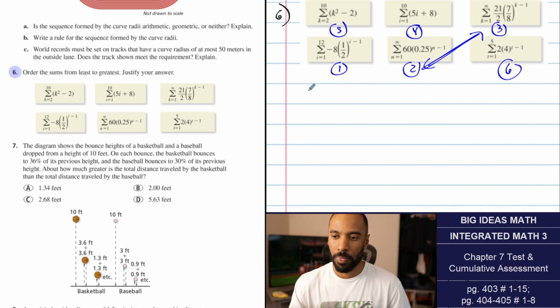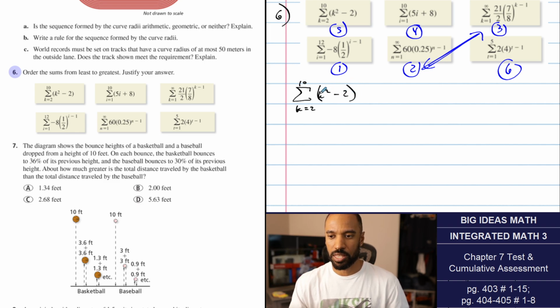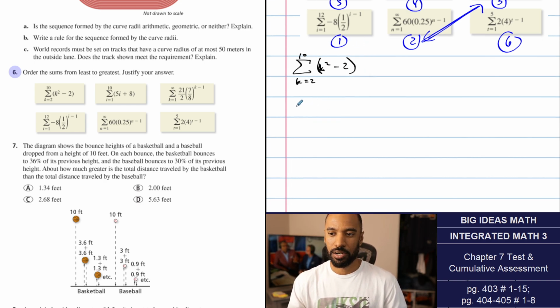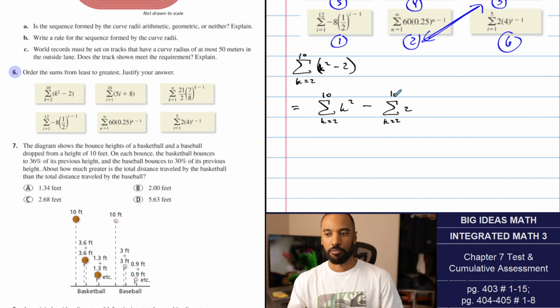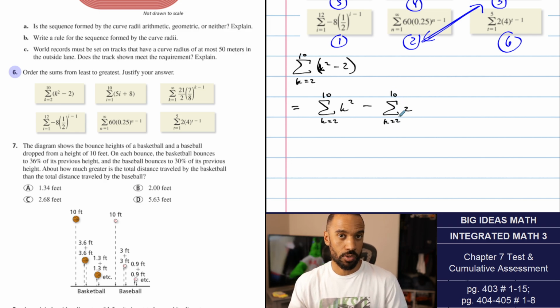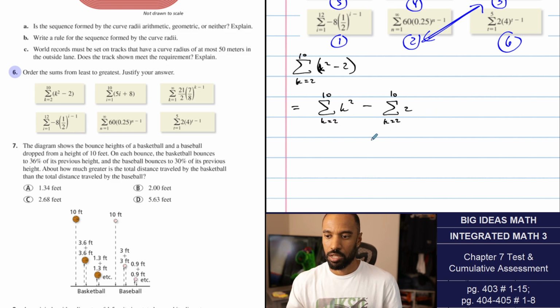So the first one, where we're going from 2 to 10 of k squared minus 2. Now, there are a couple things with this: if you don't want to add these up, if you want to use a formula, what I might do here is separate this into the sum of k squared, and then minus, k equals 2 to 10 of 2, which looks really weird, but from 2 to 10 is actually 9 terms. It's not 8 because 2 counts as one of your things. So this is actually doing minus 2 times 9 in that way.